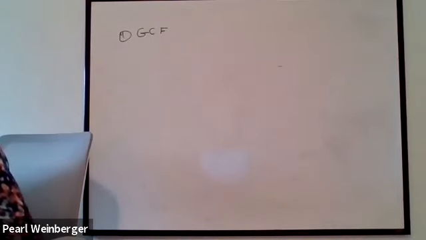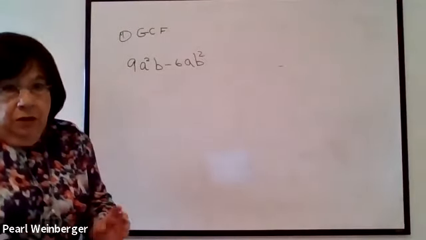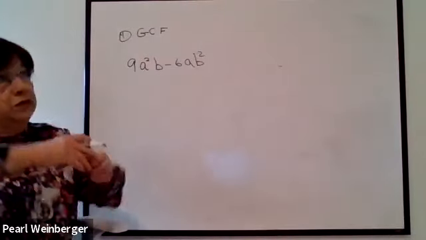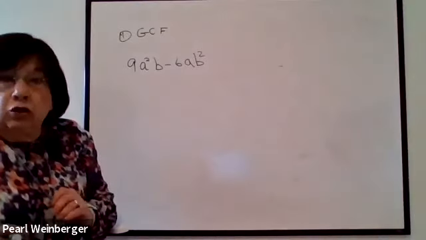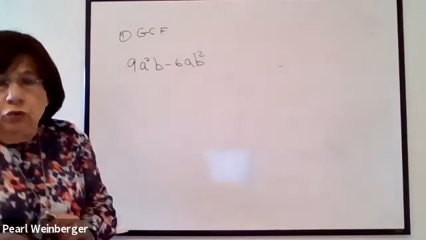Suppose I gave you a binomial, 9a squared b minus 6ab squared. Okay, it happens to be a binomial, but it could be a trinomial, it could be any number of terms. The only type of factoring you can do with as few as 2 and as many as 100 terms is something that's called finding a common factor. And finding this common factor is always the first step we want to do when we are looking to factor an expression. So how do we go about doing this?